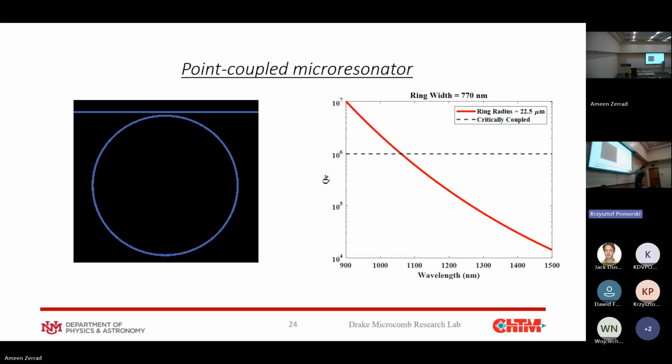And it's fine, but the problem here is that you're only critically coupled at one wavelength. The issue with that is ideally, you want to be critically coupled at multiple wavelengths. You want to be critically coupled at the pump and at the signal on either side. So you want to be critically coupled at, let's say, 1064 nanometers. You also want to be critically coupled at 800 nanometers, and also at about 1100 nanometers. So that's a bit challenging.